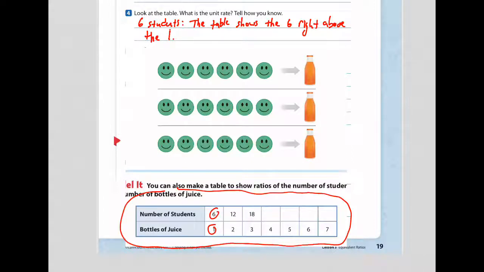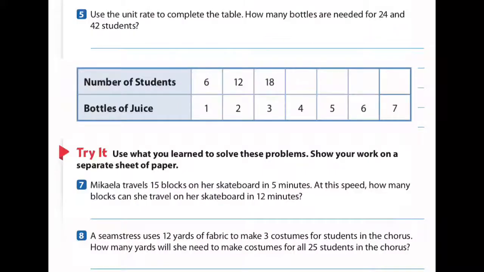All right, so let's go down to number 5. Okay, so for number 5, it says use the unit rate to complete the table. How many bottles are needed for 24 and 42 students? Now remember, this was the question they originally asked us on the previous page. So this is where the table comes in handy. So I have the table blown up right below number 5, and you should have that filled in on the other page. If you didn't fill in the table on the other page, make sure you pause the video and go back and fill it in before you watch this answer.